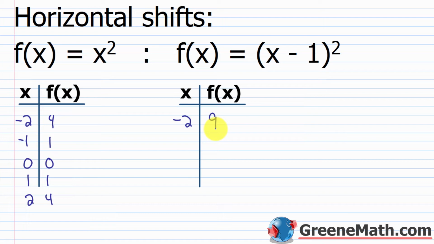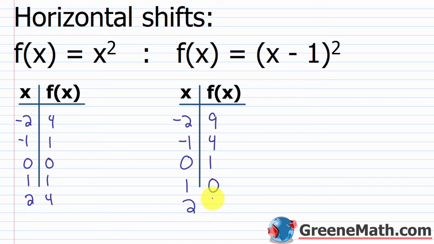Okay, so you say, well, I don't really see what happened. Okay, so let's keep going. So you plug in a -1. -1 minus 1 would be -2. -2 squared would be 4. So -1, and then you'd have 4. If I plugged in a 0, 0 minus 1 would be -1. -1 squared would be 1. If I plugged in a 1, 1 minus 1 would be 0. 0 squared is 0. And then if I plugged in a 2, 2 minus 1 would be 1.